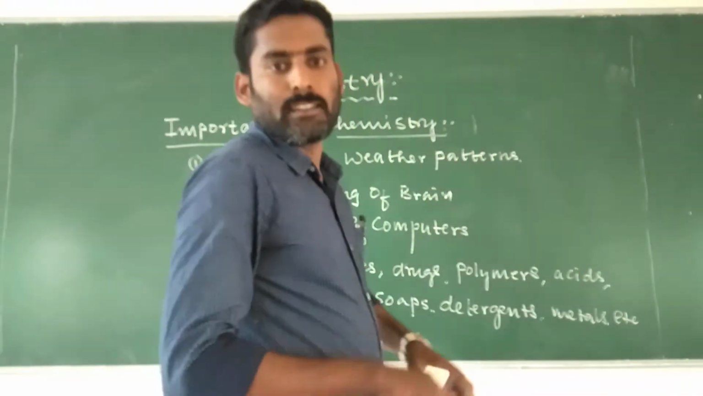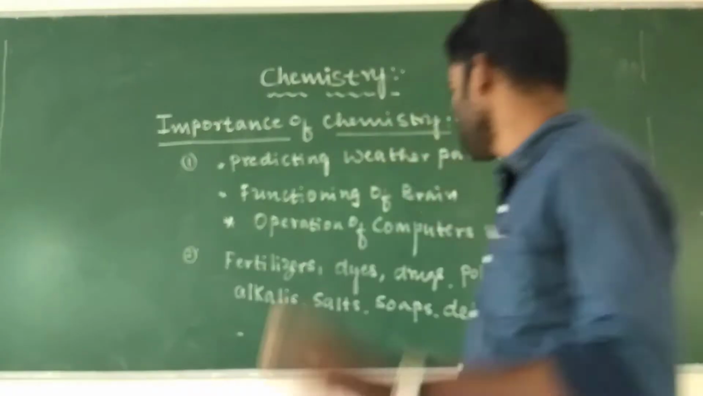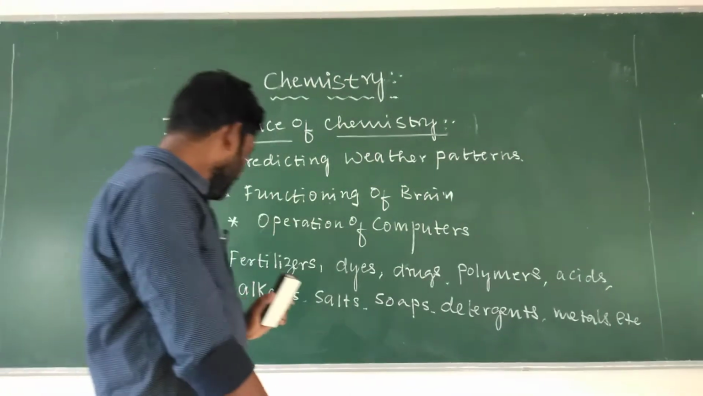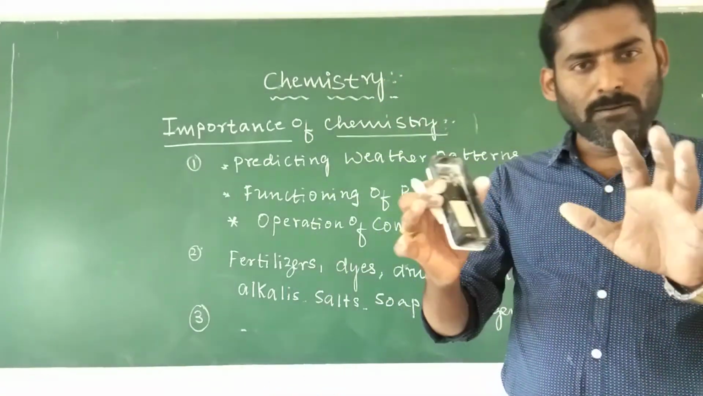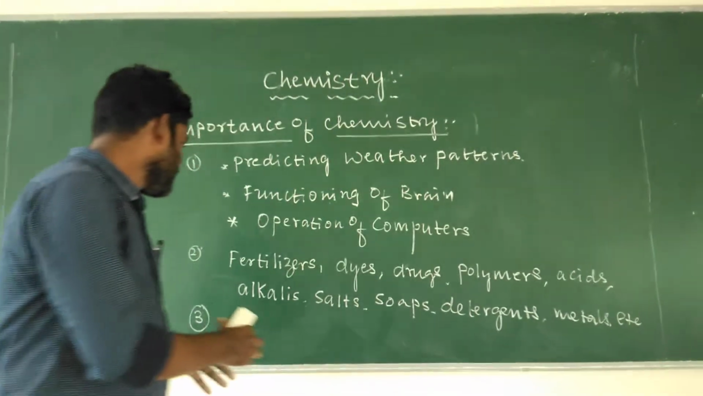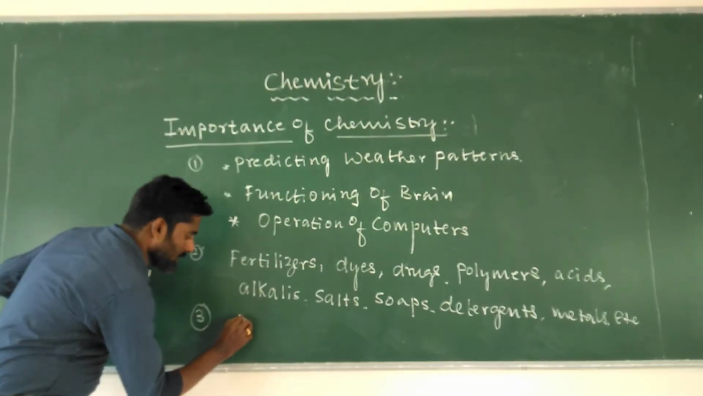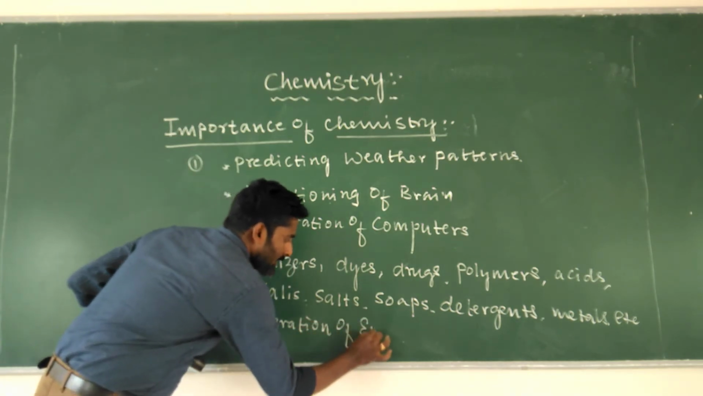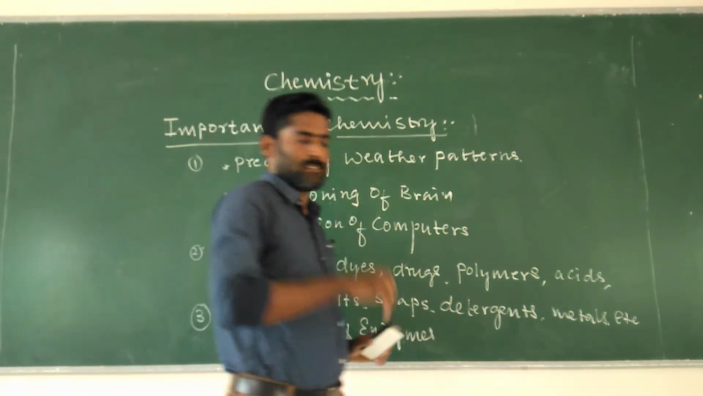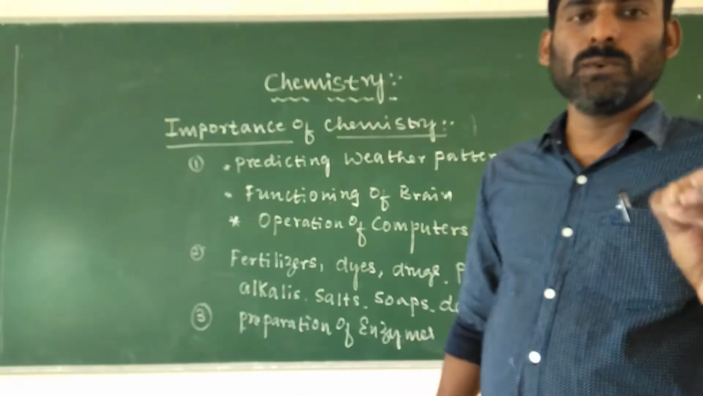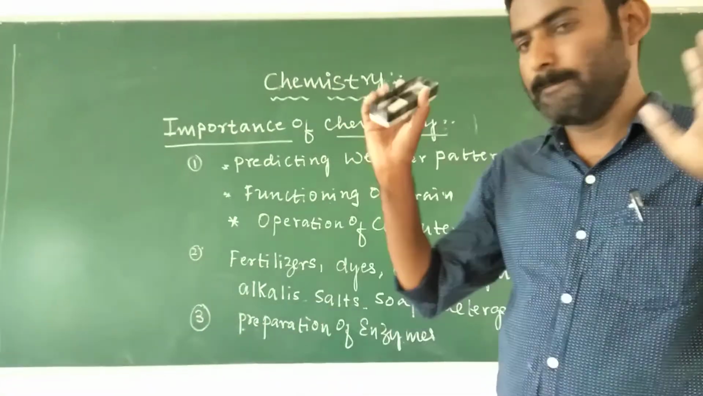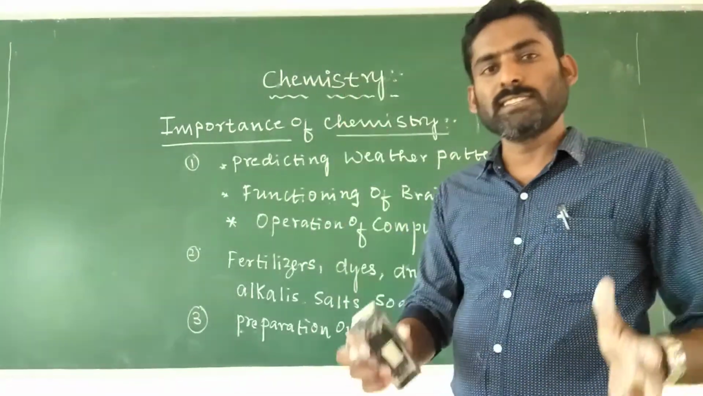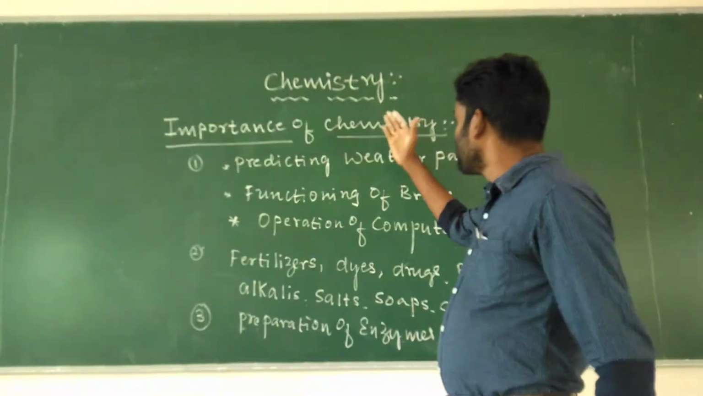can be prepared in the chemical industries with the help of the principles of chemistry. And third importance of chemistry is, see, once again, for the growth and development of human body, enzymes are very important. So the principles of chemistry can be used in the preparation of different enzymes. Enzymes are the proteins which catalyze various biological reactions in the human body. To catalyze various biochemical reactions in the human body, enzymes can be used. Those enzymes can be synthesized with the help of principles of chemistry.